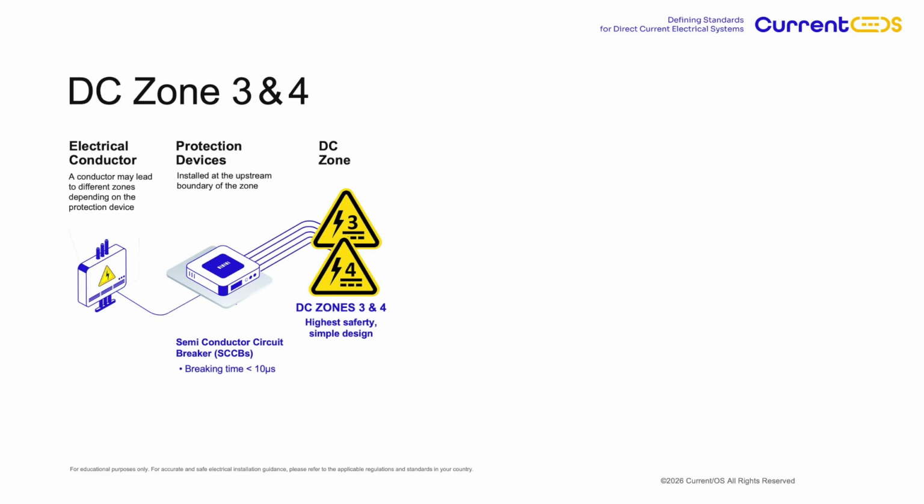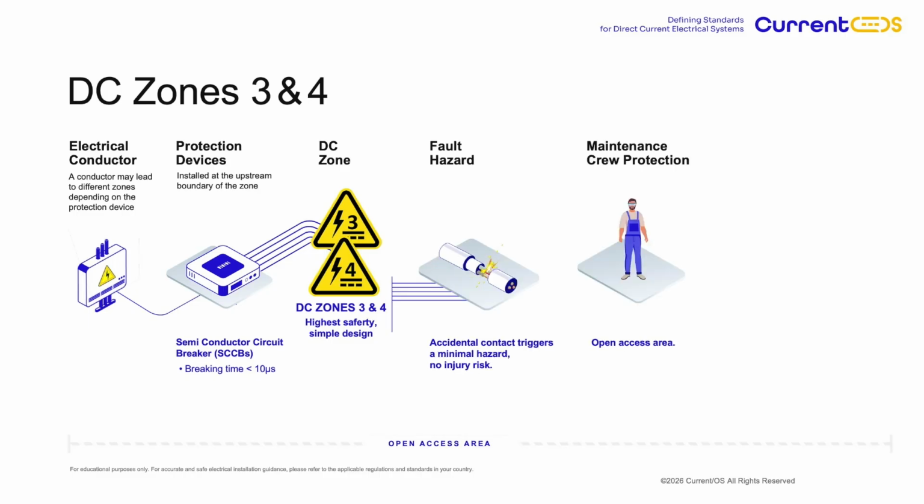Zone 3 has multiple energy sources. Zone 4 has a single source. Zone 3 is the zone championed by current OS, with the benefit of highest safety and simple design altogether. Accidental contact triggers a minimal hazard, with no injury risk. The ultra-fast protections limit the contribution of different sources to a short circuit. Even the inductance of the cables ensures that only the closest source contributes significantly. This electronic protection effectively isolates the system from fault-related phenomena.